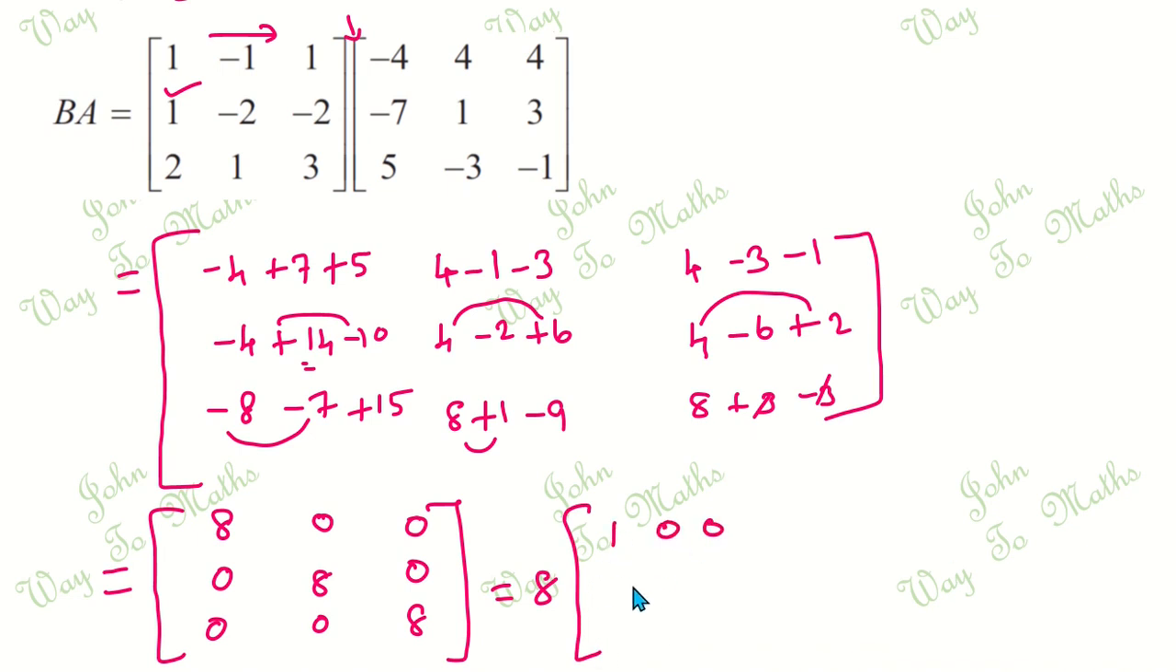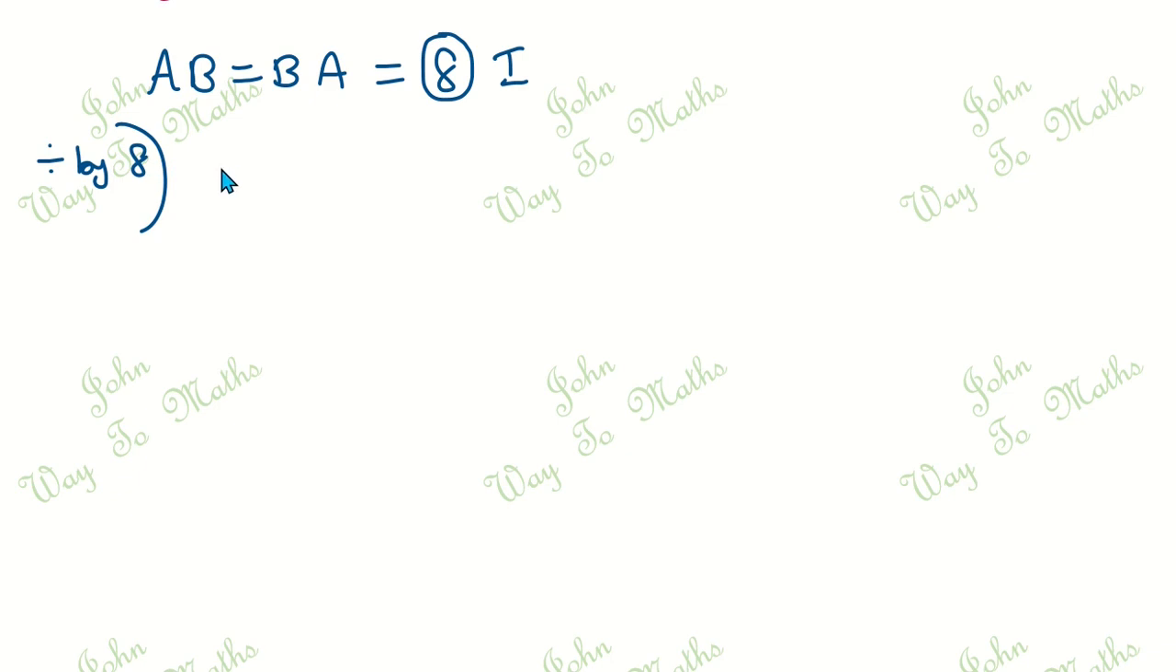So 8 is a common multiple, so taking it outside of the matrix, remaining 1 0 0, 0 1 0, 0 0 1, which is equal to 8 times the identity matrix with order 3. So then we get AB is equal to BA is equal to 8 times the identity matrix with order 3. So now, since it is multiplied by 8, I am going to introduce division, so divided by 8.